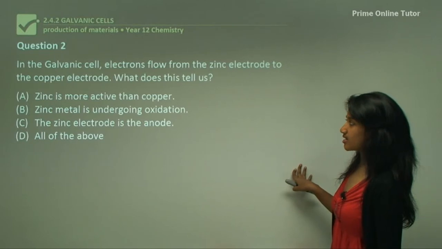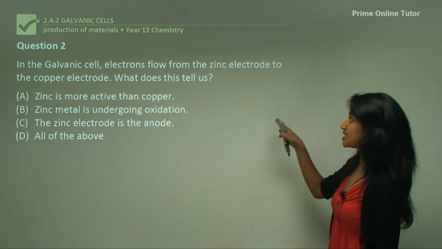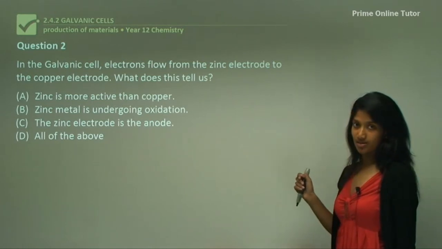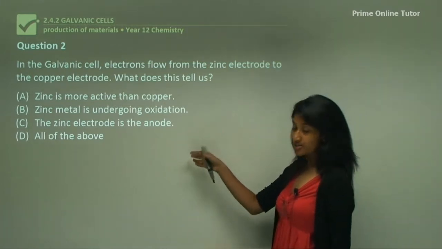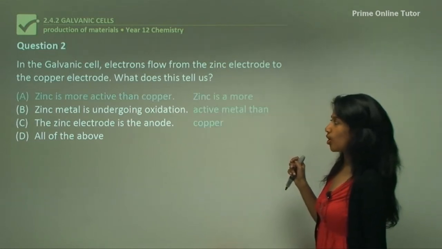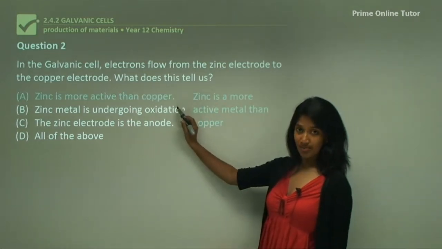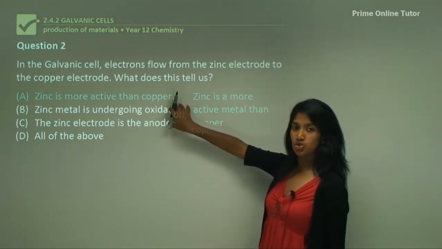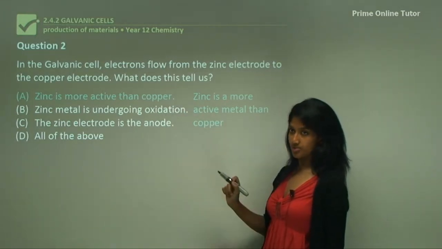In the galvanic cell, electrons flow from the zinc electrode to the copper electrode. What does this tell us? Again, we have 4 options. Option A, zinc is more active than copper. This is a true statement because zinc is more active than copper. So even though this is true, we should always consider all our options.